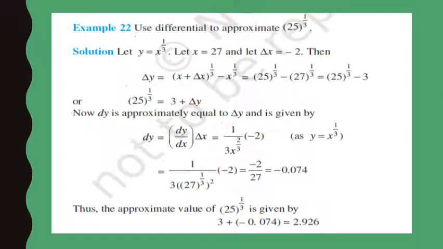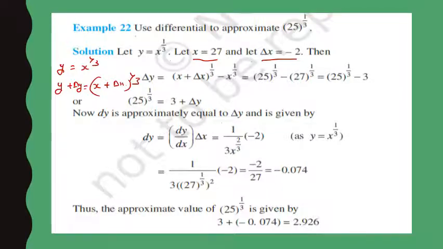So what is a perfect cube near 25? 27. Take x is equal to 27. Delta x is 27 plus minus 2 only, 25. So delta x is equal to minus 2. So same only, but y is equal to x raised to 1 by 3. Y plus delta y is equal to x plus delta x raised to 1 by 3.